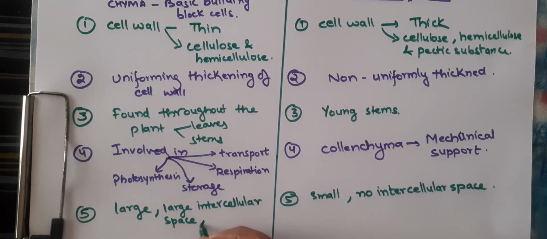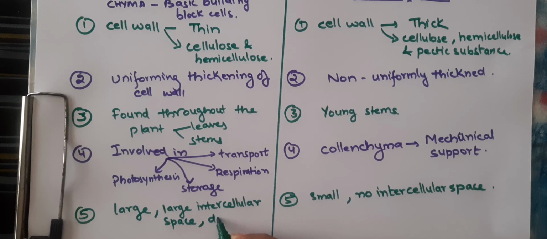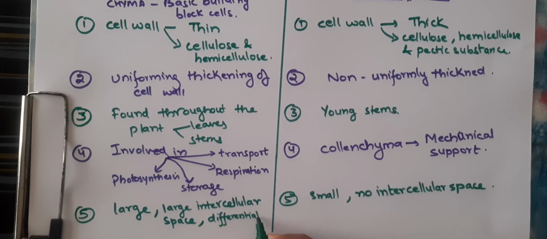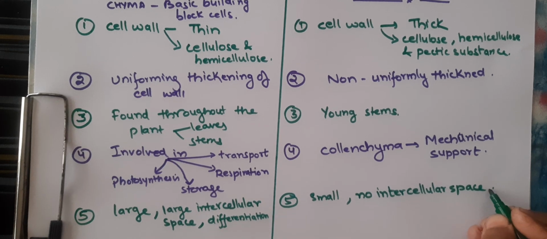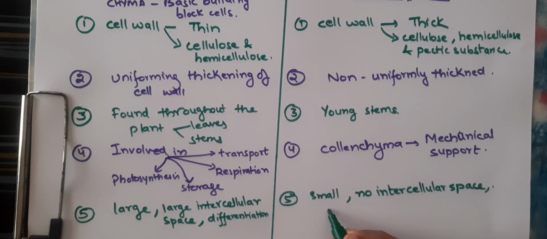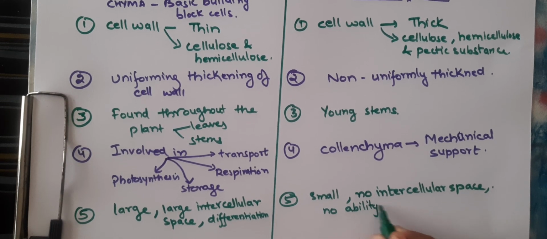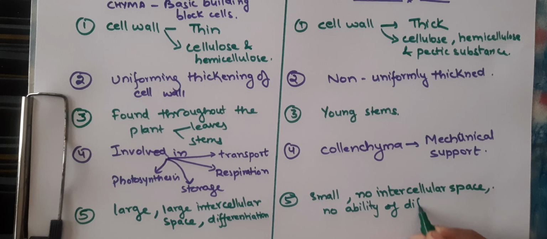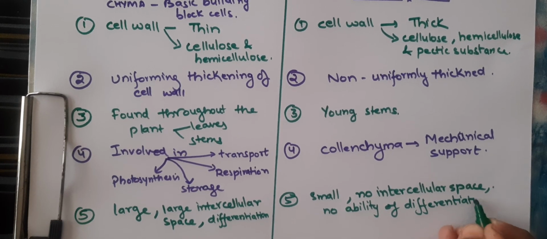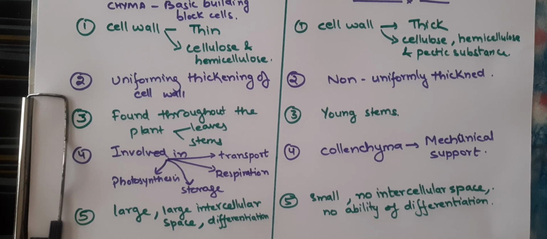The parenchyma also has the ability of differentiation, whereas the collenchyma does not have such ability. So, no ability of differentiation. These are the differences between the parenchyma and the collenchyma.